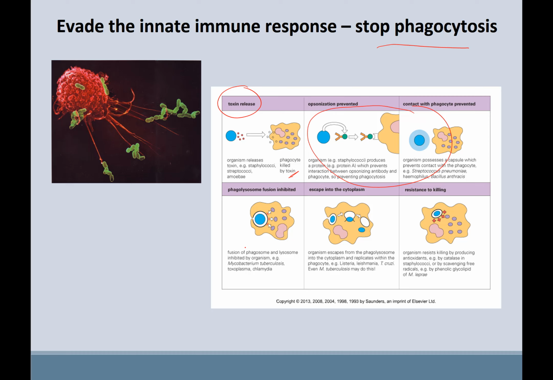If they do get into the phagocyte, some pathogens have different methods to not be digested, right? So they might block fusion with the lysosome, which has the digestive juices. They might be able to escape. They might produce something again that prevents the killing by the lysosomes.